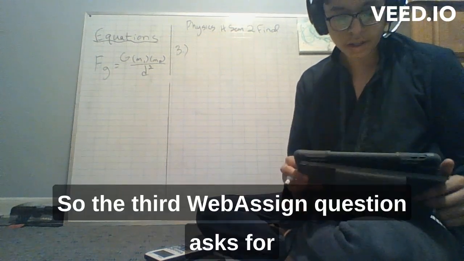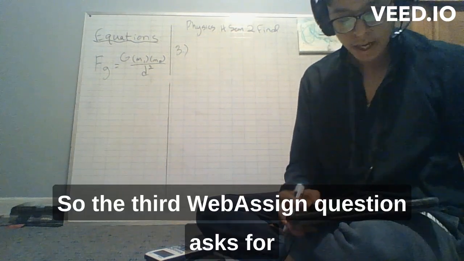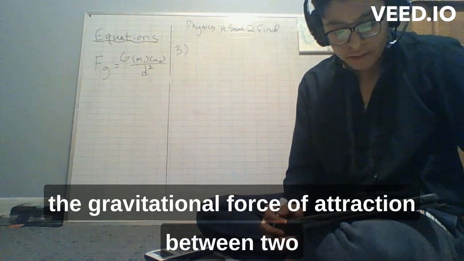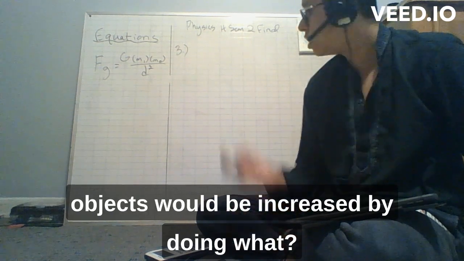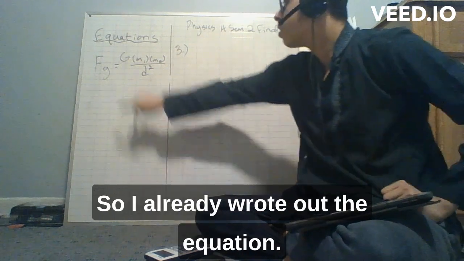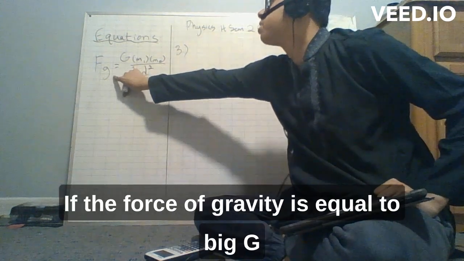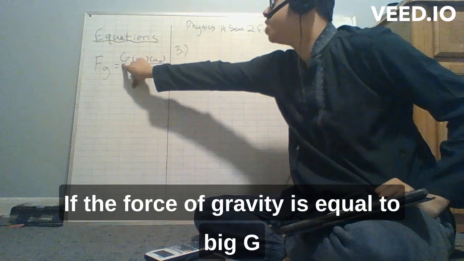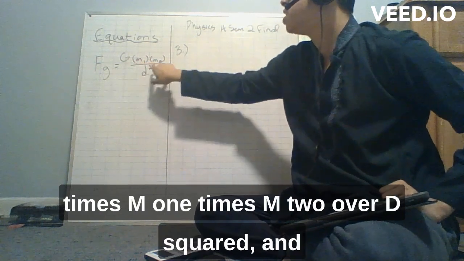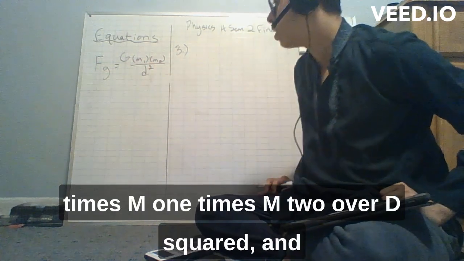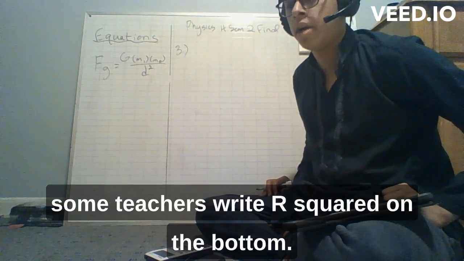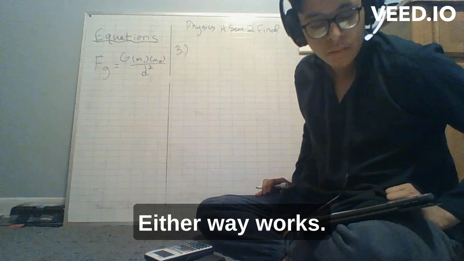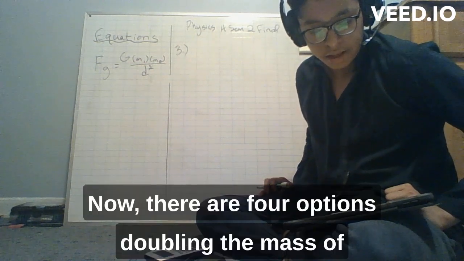How's it going? So the third WebAssign question asks: the gravitational force of attraction between two objects would be increased by doing what? So I already wrote out the equation. It's the force of gravity is equal to big G times m1 times m2 over d squared. And some teachers write r squared on the bottom. Either way works. Now there are four options.